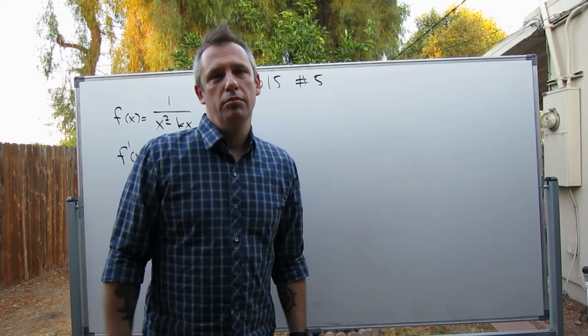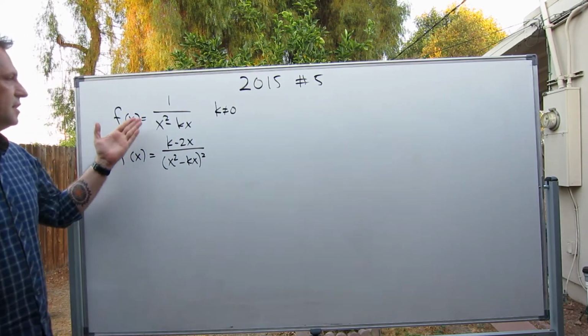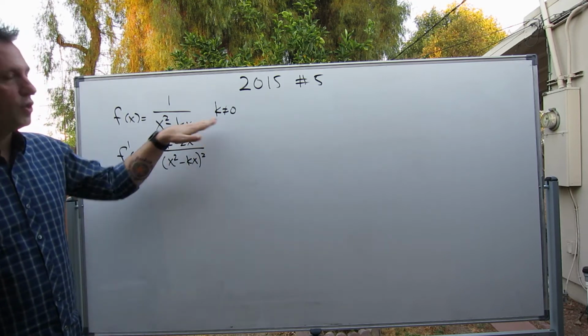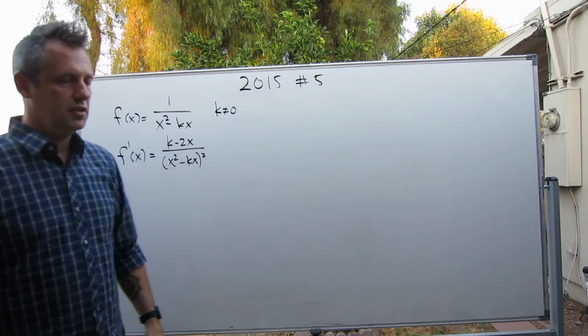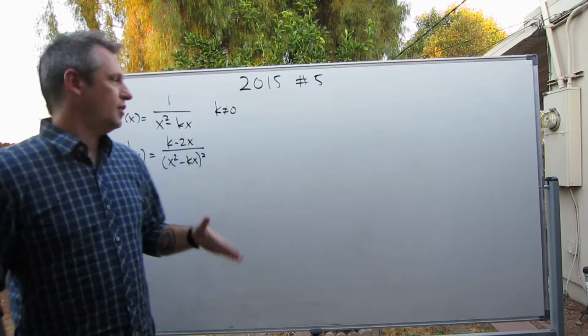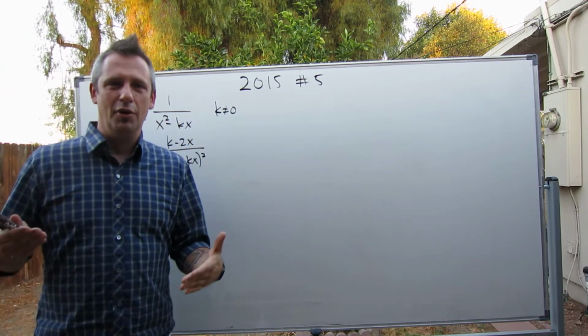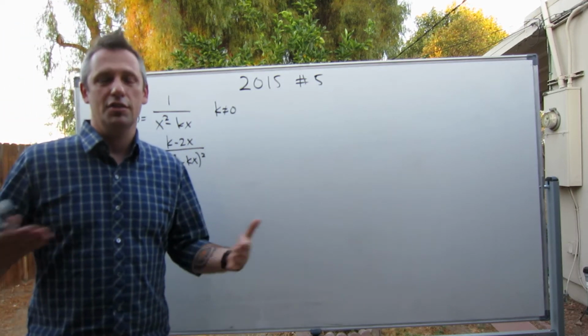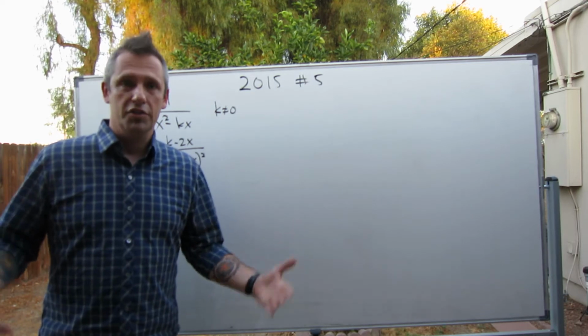Today we have a really cool problem from 2015, number 5. The setup of this problem is that they give us a function, f of x equals 1 over x squared minus kx. We're told that k is some non-zero constant. And what they're going to do throughout this problem is have k equal various numbers, and ask us to do various things throughout the calculus curriculum.